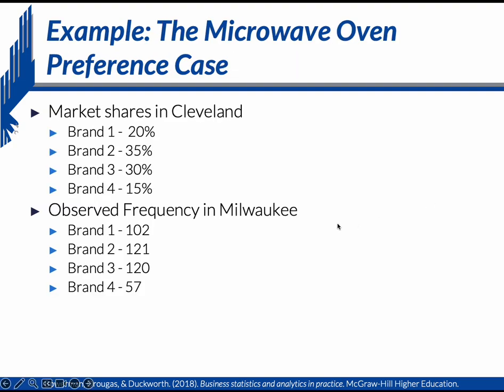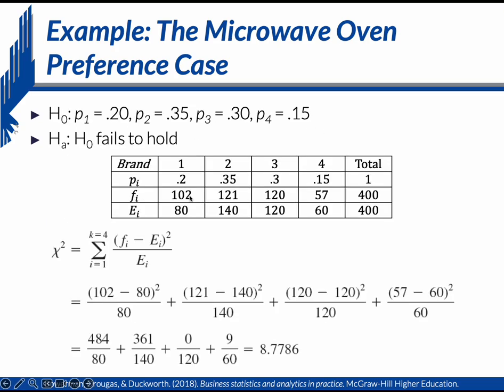Now let's have an example for this test. In the microwave oven preference case, we are trying to see if the market shares in Cleveland mirror the market shares in Milwaukee. And we do that by comparing the observed frequencies in Milwaukee to the expected frequencies in Milwaukee, assuming that the market shares will be similar to the market shares in Cleveland. This case can be considered as a multinomial experiment with 4 outcomes or brands, since we want to know if the market shares in Cleveland are applicable also to Milwaukee.